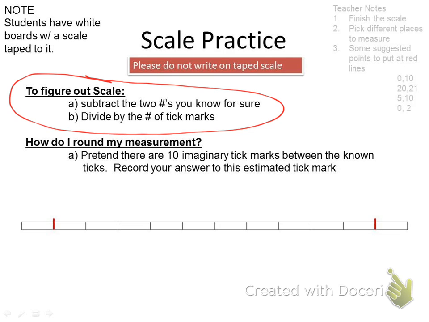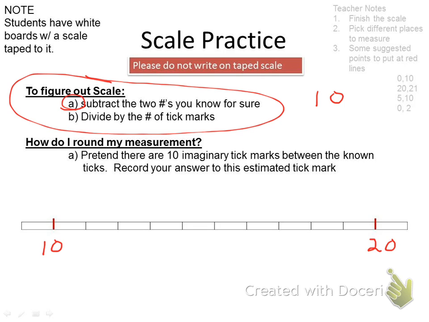You're going to subtract the two numbers you know for sure, and then you simply divide by the number of tick marks. So, for example, let's say I put a 10 here and a 20 here, and this is some sort of measuring device. Well, I know the 10 and the 20. You're going to subtract those two numbers, usually the biggest one minus the smallest one. So it would be 20 minus 10 is equal to 10.